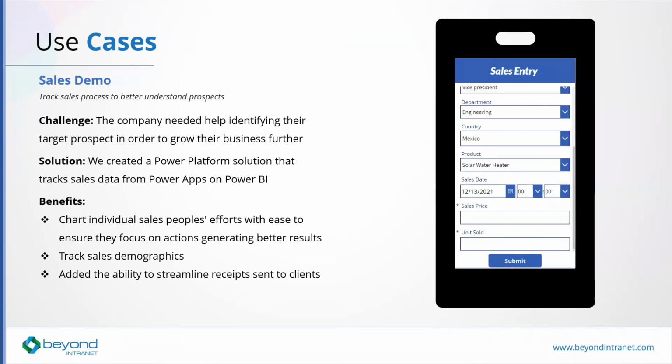At the same time, the organization was able to track those sales demographics as well. So they knew what was working and what wasn't working across the board. They can maybe say, look, vice presidents might work for you, but directors and CXOs or CEOs are working for other people in the organization.